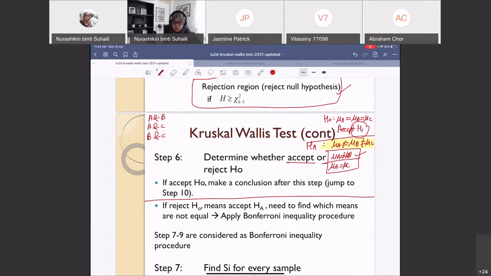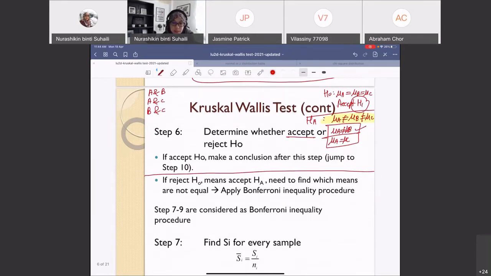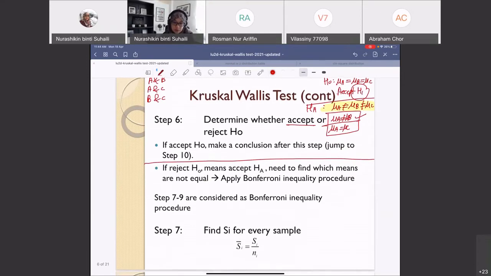So here, step six, that's what I put here. If you accept the null hypothesis, you don't have to proceed with step 7 to 9. It means that after step 6, you just jump to step 10, which is to make a conclusion. The conclusion is quite similar to the previous test, whereby you just state back the conclusion, the condition of the hypothesis that you accept. Now let's have a look at step 7 to step 9.